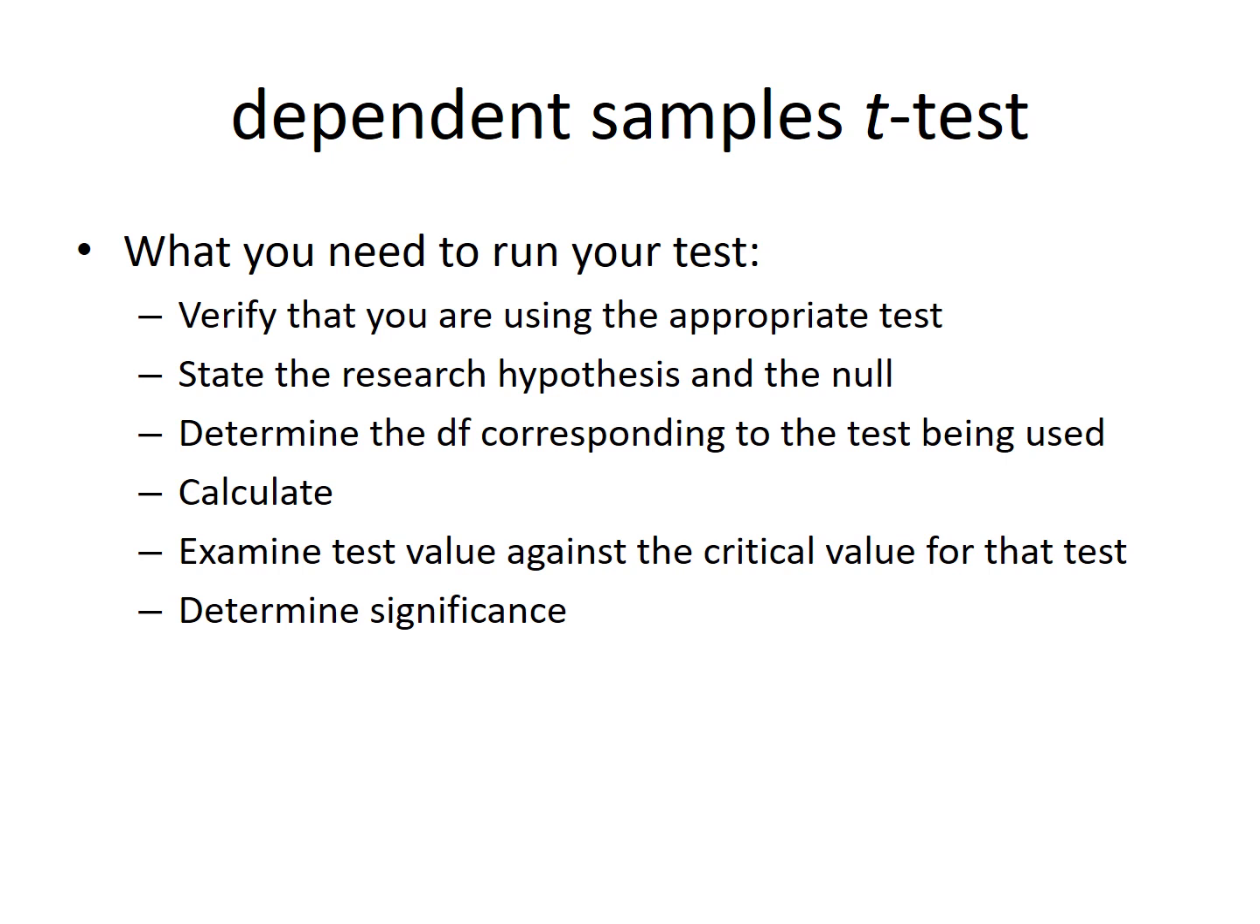Examine that obtained test value against the critical value for that test using your critical values table, and then determine whether or not you have significance. If the obtained t that has been calculated with the data exceeds the critical value for that test in the critical values table, you can deduce that you do have significance. If, however, the obtained t value is closer to 0 than the critical value in the critical values table, we must accept the null and thus do not have a significant result.